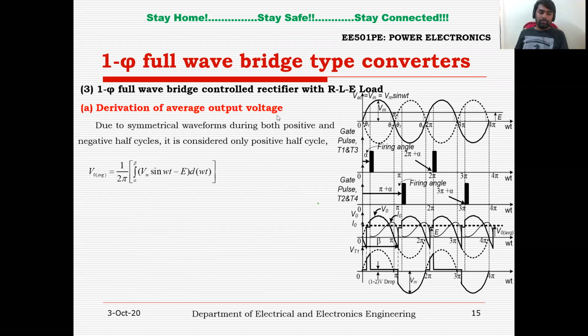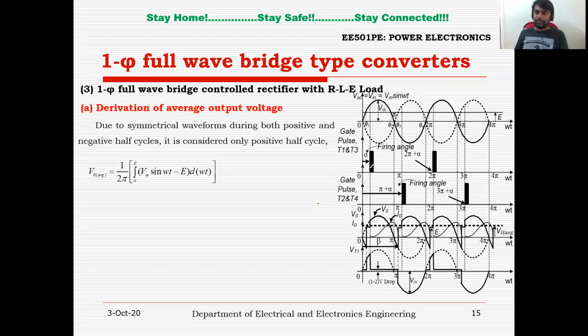So now we will focus on the derivation of average output voltage and RMS output voltage. Due to the symmetrical waveform, I am considering only one half cycle. This portion I am considering. So here 1 by pi, from alpha to beta, we are getting some voltage Vm sin omega t minus E, d omega t. If you subtract the battery voltage, you will get the net voltage during the alpha to beta interval, right?